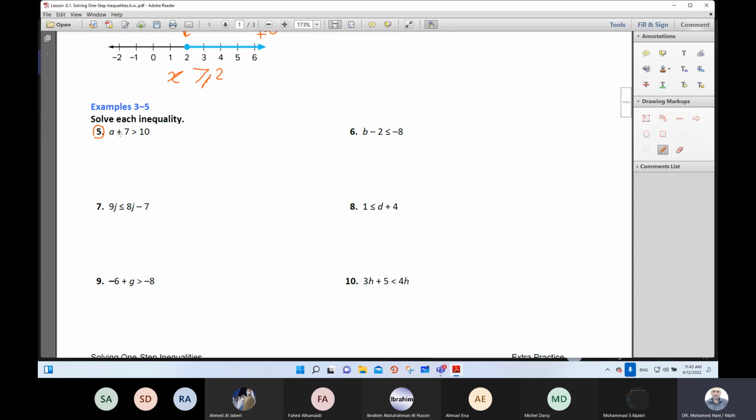You can add the inverse of 7. The inverse of 7 will be minus 7. So add minus 7 to this side and minus 7 to this side. Plus 7 and minus 7 will be 0, which means here A greater than 10 minus 7. 10 minus 7 will be 3. So A greater than 3. How to write the set of solution? The variable A, such as A greater than 3.